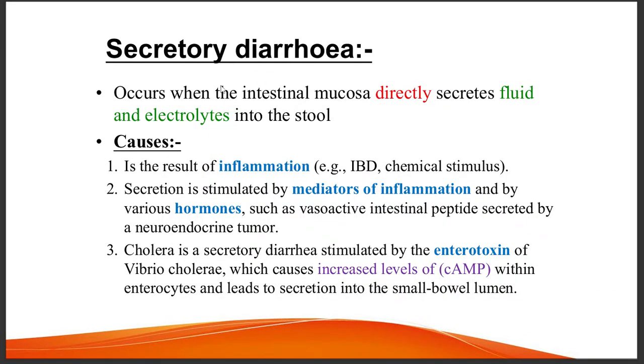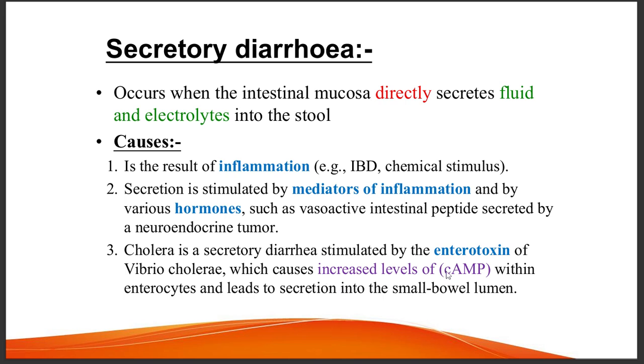So secretory diarrhea occurs when the intestinal mucosa starts to secrete fluids. The cells are secreting fluids into the lumen of the GIT. What can cause this includes inflammation, as in inflammatory bowel disease, or even chemical stimuli. Secretion is also stimulated by mediators of inflammation and by various hormones, for example, the vasoactive intestinal peptide, and also cholera. What cholera does is that it secretes the enterotoxin, the cholera toxin, from Vibrio cholerae, which is the bacteria.